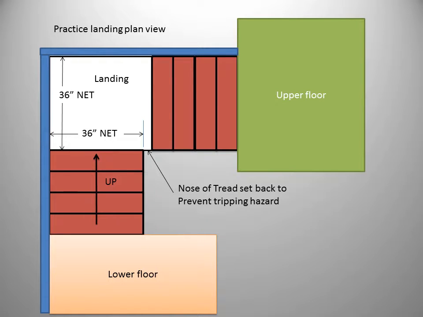Here we have a plan view of a quarter-turn landing. Note our landing dimensions. IRC requires that we have at least 36 inches by 36 inches for the landing size. We will also leave space at the bottom of the upper stringer so that the nosing of the first tread can protrude properly and still meet the minimum 36-inch clearance.